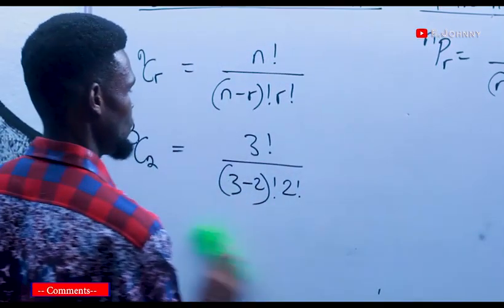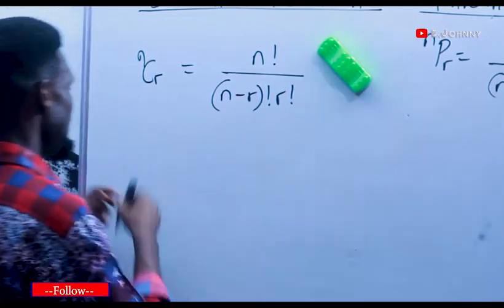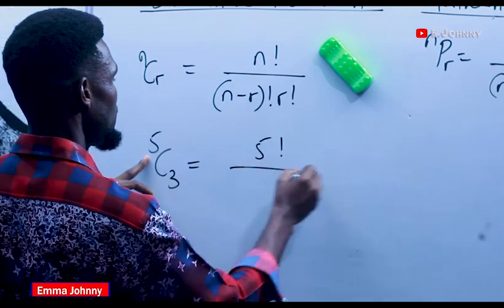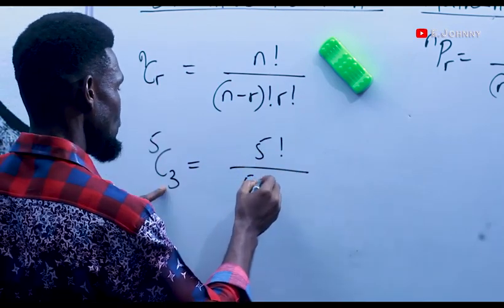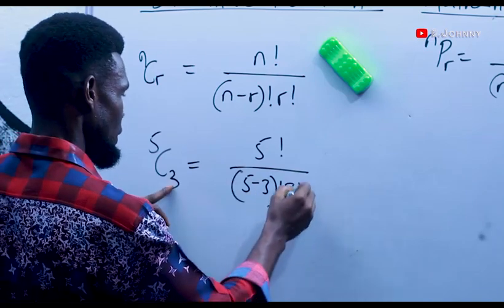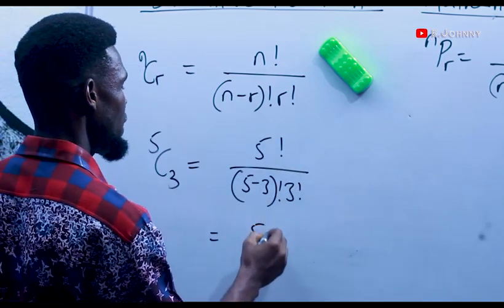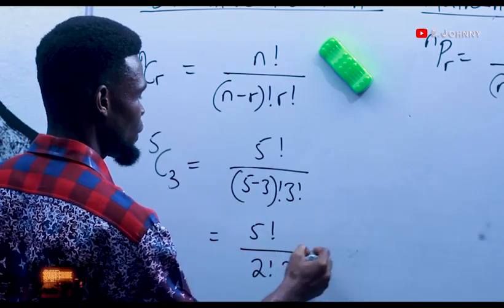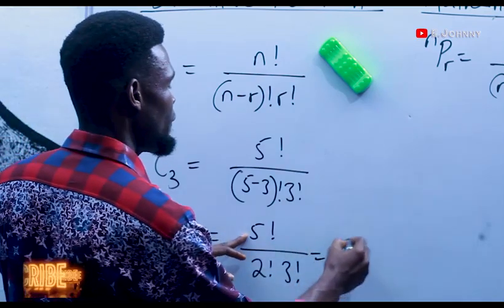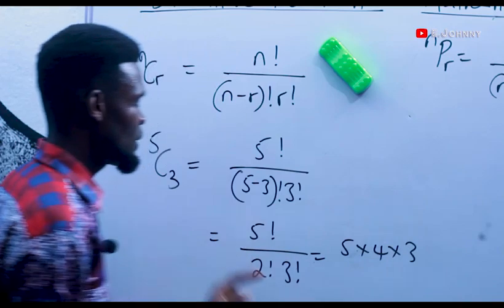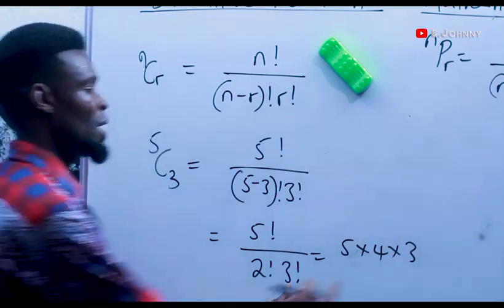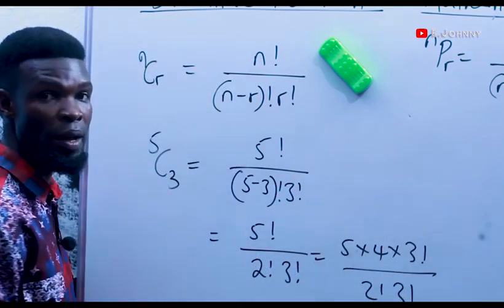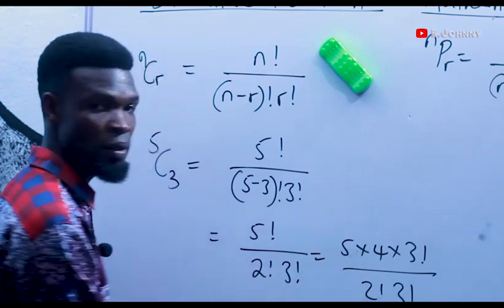So if I want to evaluate, say 5 combination 3, this will be 5 factorial over 5 minus 3 factorial 3 factorial, which means 5 factorial over 5 minus 3 is 2 factorial, then 3 factorial. In expanding this, I'll write 5 times 4 times 3. Since I have 3 factorial at the denominator, I can stop here and put factorial all over 2 factorial, 3 factorial. Why did I stop? Because I've seen 3 factorial at the denominator.